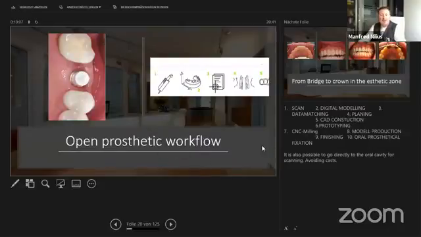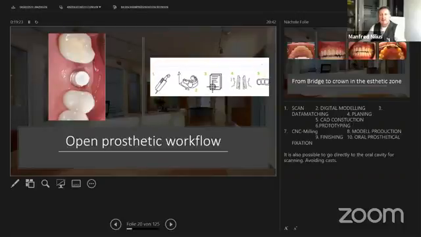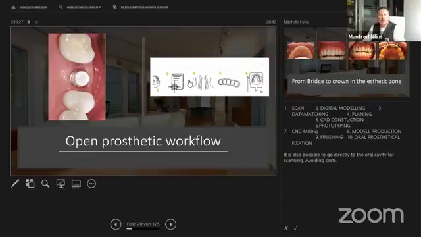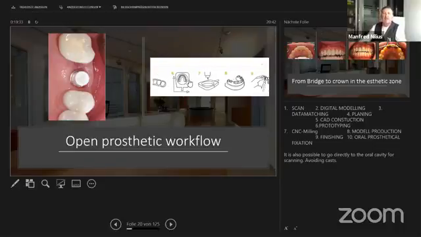We follow a prosthetic workflow. That means the scan first, then the digital modeling, the data matching, the planning, the CAD/CAM reconstruction, the rapid prototyping, the CNC milling, seventh, the model production, the finishing. This is the procedure, the oral prosthetic fixation as the final point.